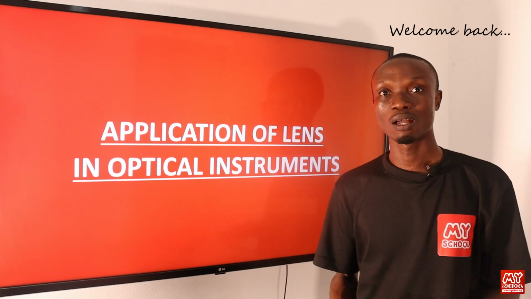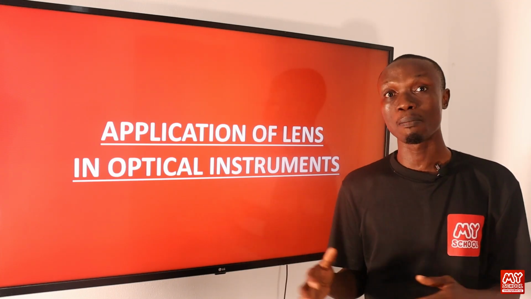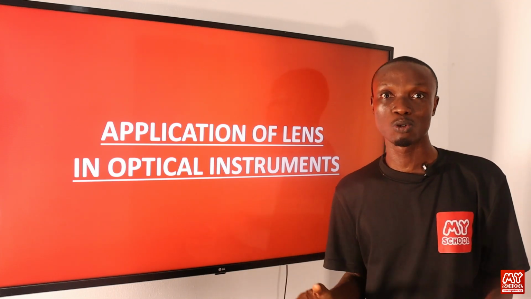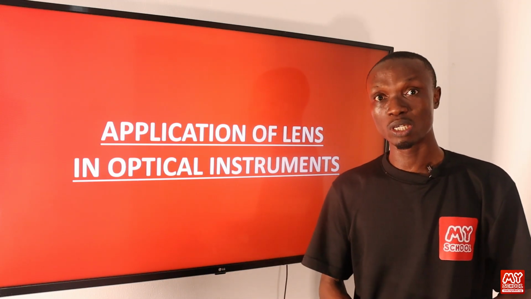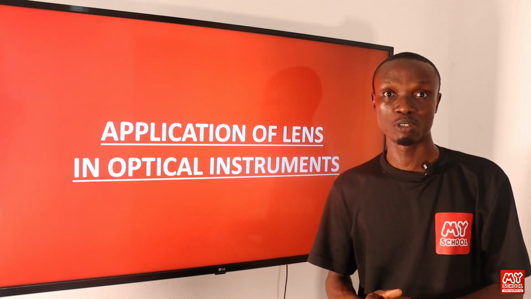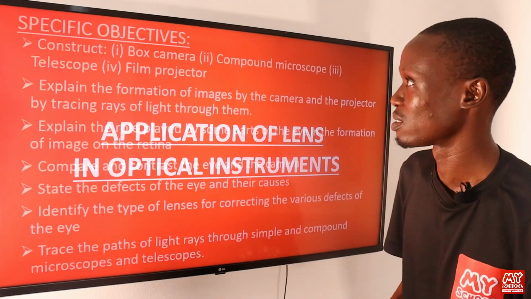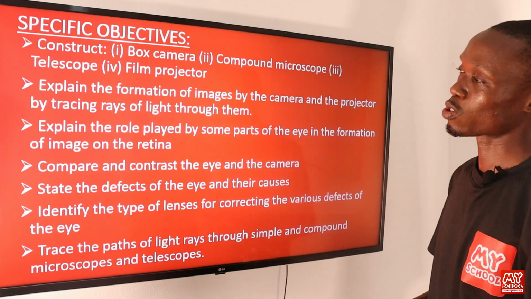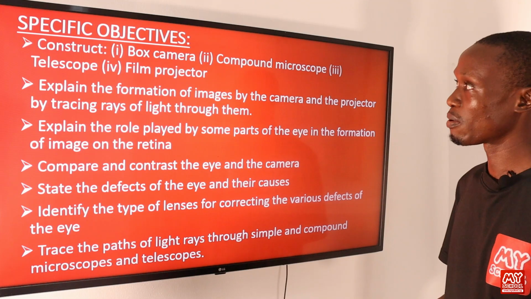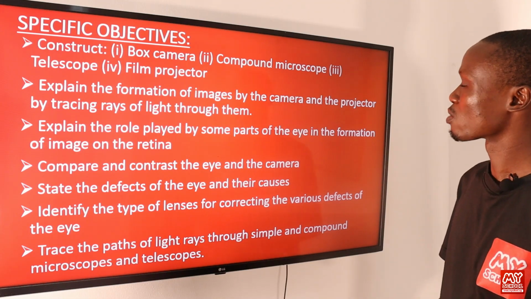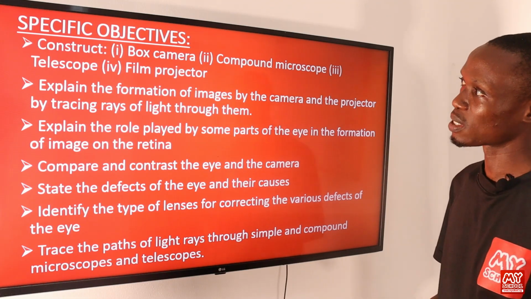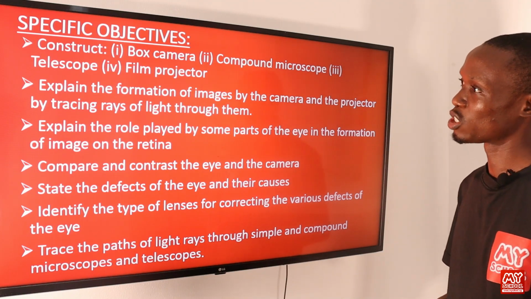Like I said earlier, in today's video, we shall be learning about the application of lens in optical instruments. Before we begin with the lesson proper, let's quickly run through the objectives for today's lesson. Objective number 1: construct a box camera, a compound microscope, telescopes, and a film projector.